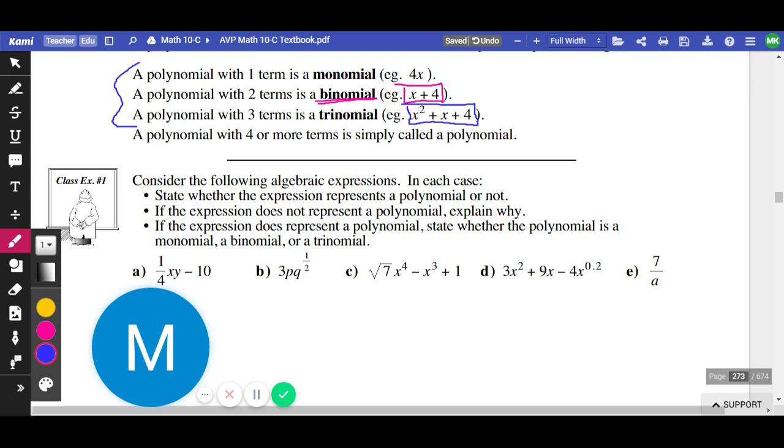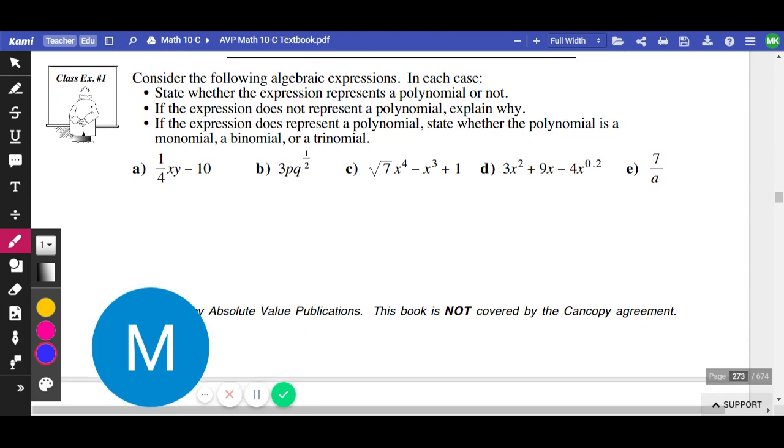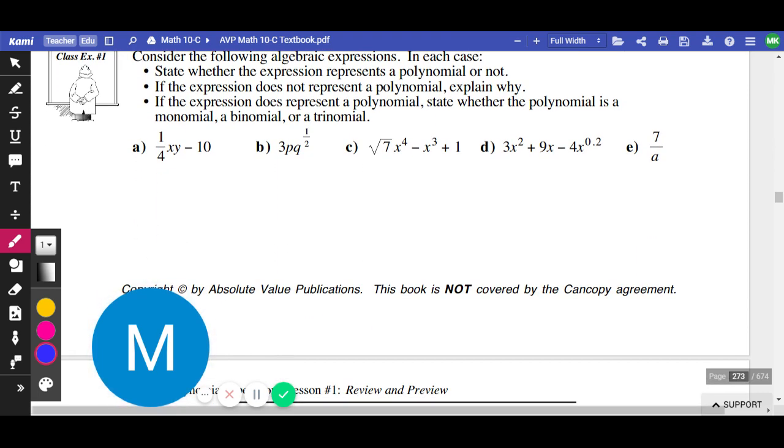Does that ring a bell from last year? Like, yeah, a little bit, variables, we kind of get it. All right, we're just going to say if things are monomials, binomials, or trinomials. Okay.